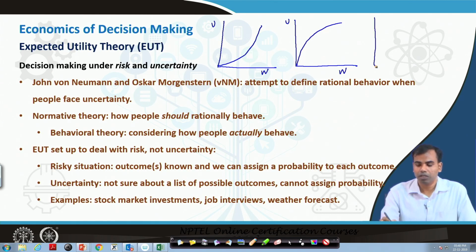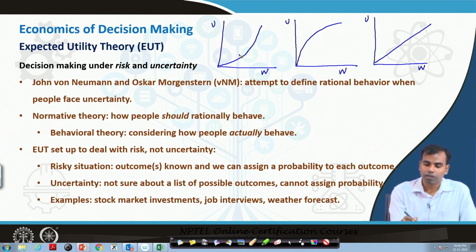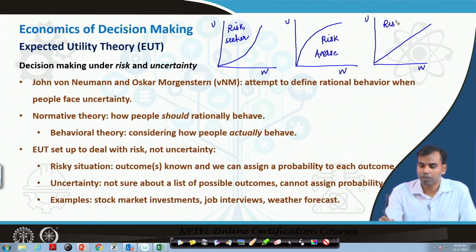And if you are a risk neutral individual, which means you do not differentiate between high risk choices and low risk choices, then the utility curve should look like this for you. So, this basically is risk seeker, this is risk averse, and this is risk neutral.